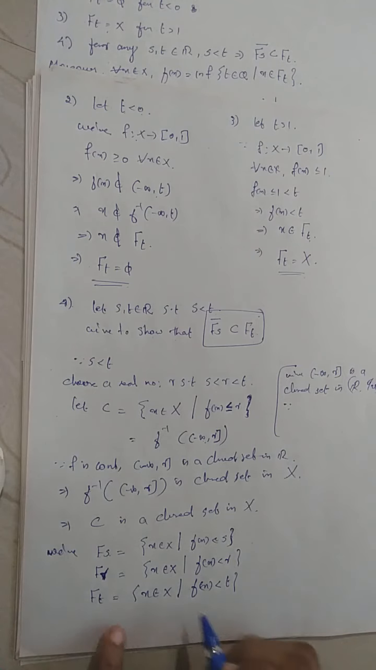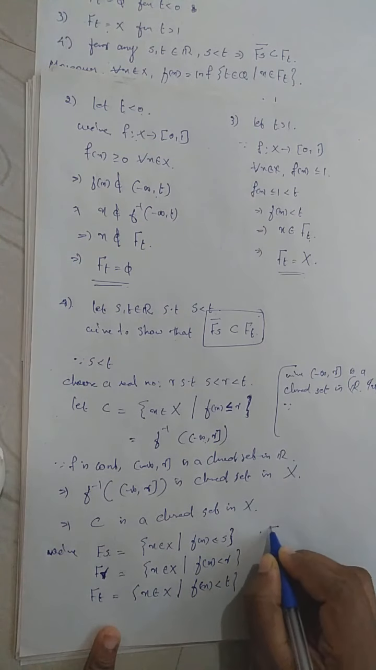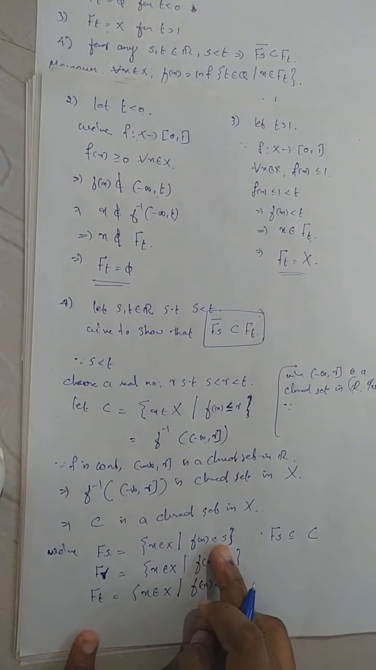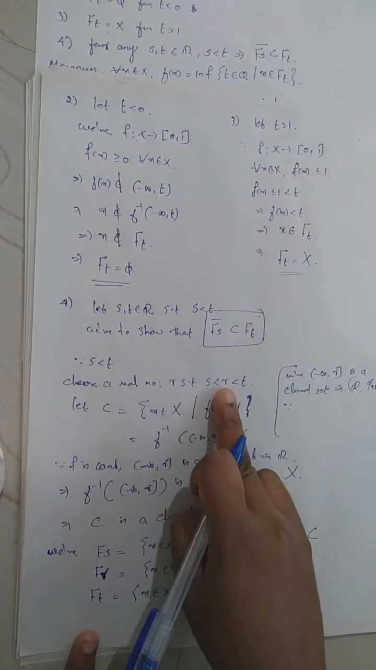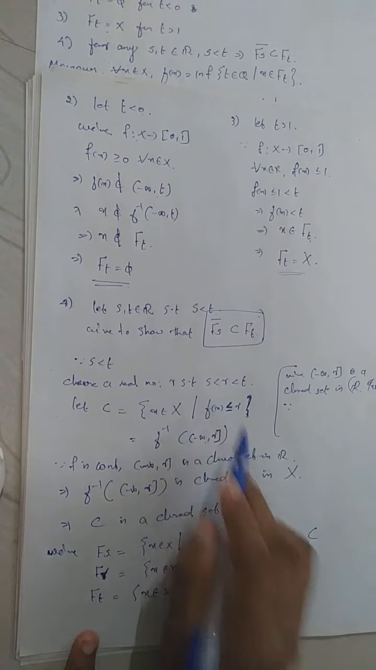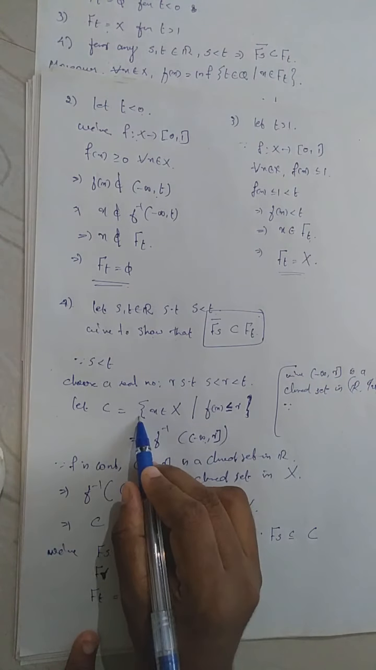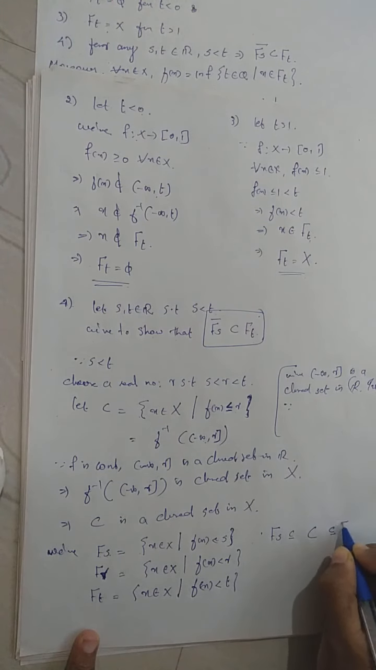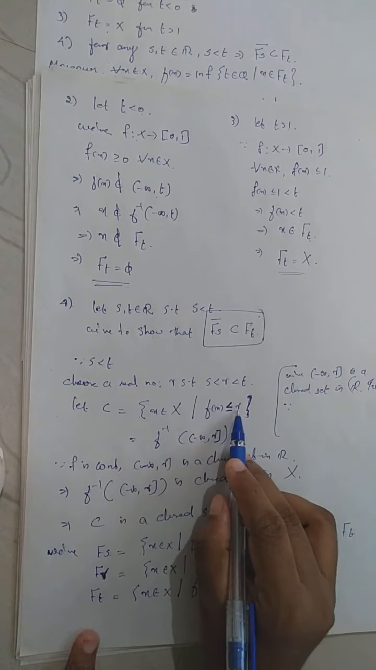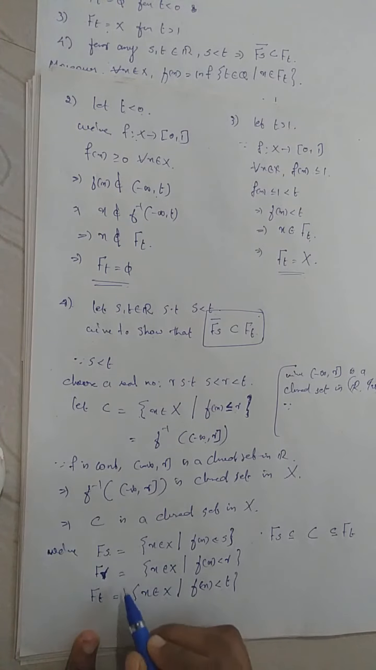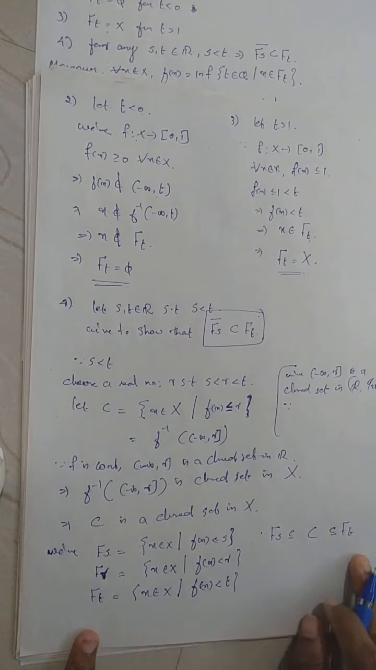Now you can say that F_s will be contained in C, because for F_s, f of x is less than s, and we know s is less than r. Then you consider the set of all x such that f of x is less than or equal to r; clearly F_s will be contained in this set, right? So F_s will be contained in C. So that C will be contained in F_t also, because r is less than t. Then you are considering F_t as the set of all x in X such that f of x is less than t. So F_s will be contained in F_r, which will be contained in F_t. This will be true, trivial.